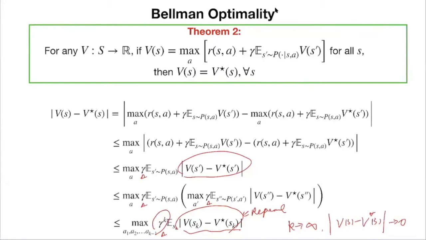Can I ask a question about the last line? Yes. How do you know that V of s_k minus V star of s_k doesn't go to infinity? Well, remember, V is a function that you give to me, right? So you give me a function V, and I know the maximum value of this V. And V star is always bounded from 0 to 1 over 1 minus gamma. So it's bounded. No matter what V you give to me, I can always take k large enough such that gamma to the k dominates the maximum value of the V that you give to me.